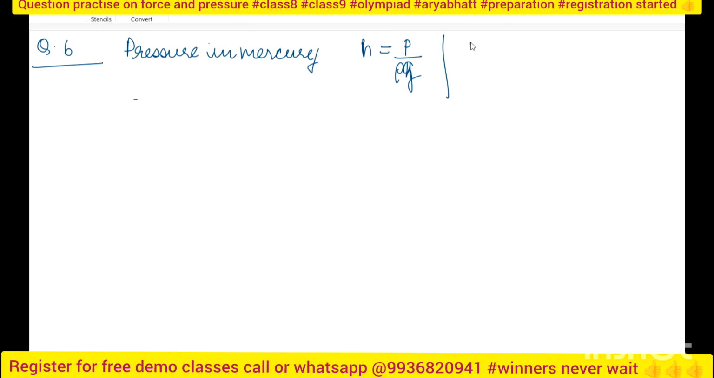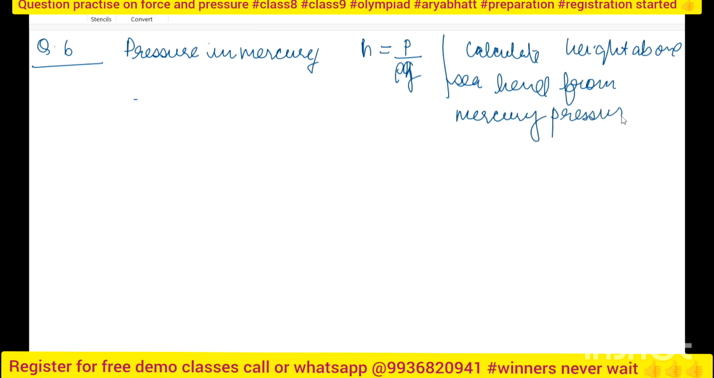Now see question number 6. They are asking about pressure, where every quantity is measured in mercury. I know that pressure in mercury is P equals rho g h. But we want to reverse this: we have to calculate the height above sea level from the mercury pressure.